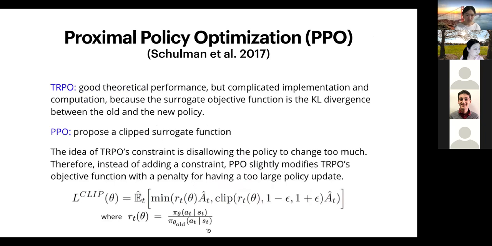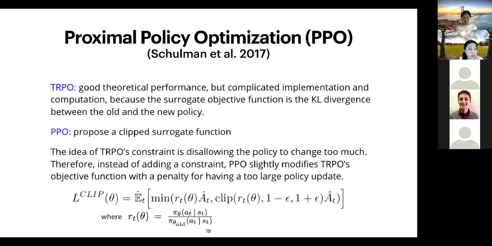Okay, so if there are no questions about the TRPO, then we're moving on to proximal policy optimization, PPO. TRPO has good theoretical performance, but it requires a complicated implementation, and it is also computationally expensive. The surrogate objective function, which is what people also call the lower bound, involves a KL divergence between the old and the new policy. So it's kind of expensive.